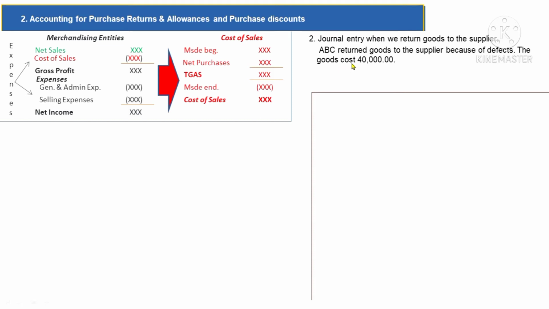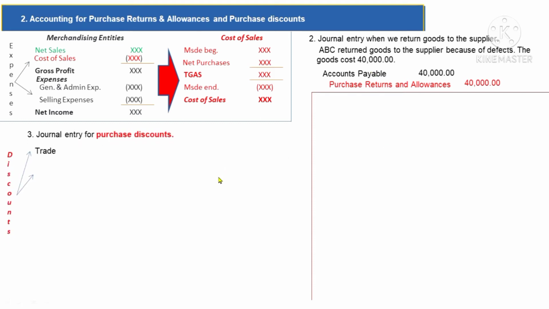The entry is simply debit accounts payable to reflect the decrease of your payable, and credit purchase returns and allowances, only if you did not pay yet for the items. But if you have already paid for the items, instead of debiting the accounts payable, you debit cash for the refund. Now, let's talk about purchase discounts.